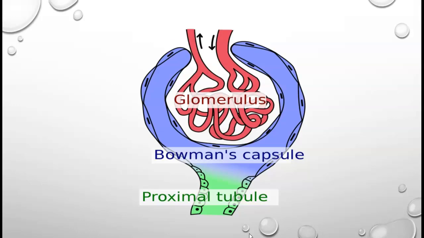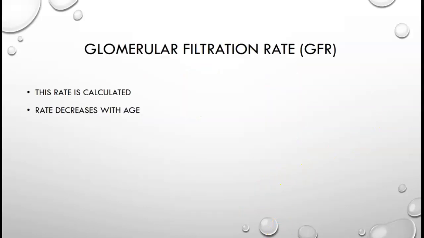So here's just a little close-up of the glomerulus, where the pressure in here causes the water and solute to be forced out into the Bowman's capsule, and then it's picked up by the proximal tubule. All right, so I talked about this a little bit already. Glomerular filtration rate is a calculated rate, and it decreases with age. As you get older, your kidney function decreases.